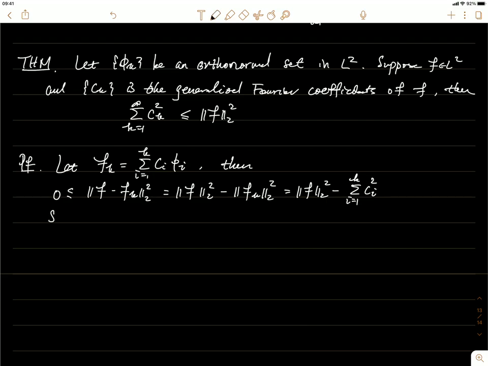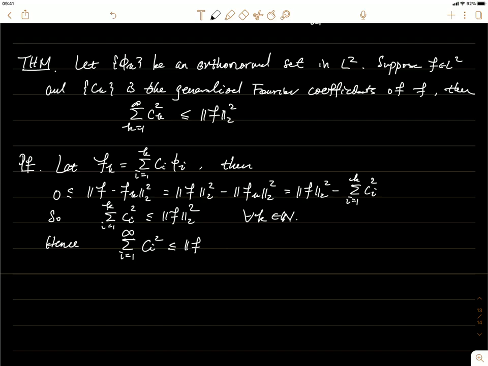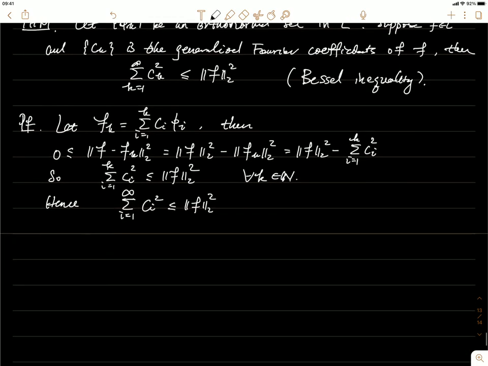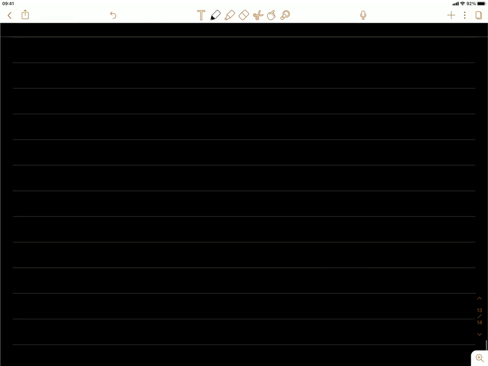So that means this is true, and this is true for any k. If you take k to infinity, this is still true. This is true for any k, and hence the infinite sum is also less than or equal to that. This is called the Bessel inequality. If you just have an orthonormal set, then this is the best you can get.